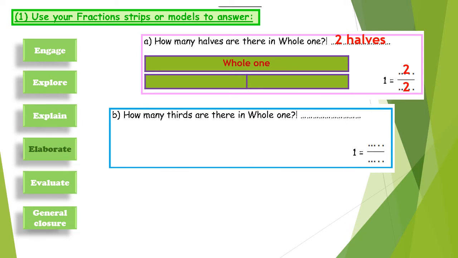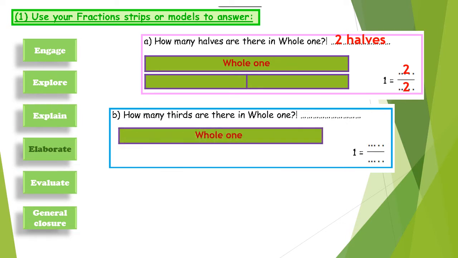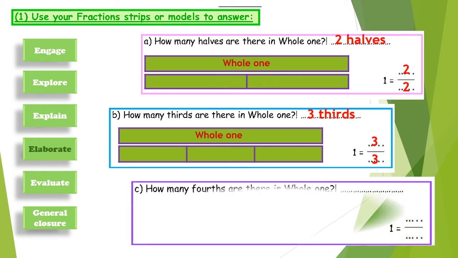How many thirds are there in a whole one? If I have a whole one and I want to know how many thirds, I will cut it into 3 pieces. Third, third, third. So how many thirds? I have 3 thirds. So the whole one makes 3 pieces, 3 thirds. That means 3 out of 3, all of them. 3 over 3 makes a whole one.